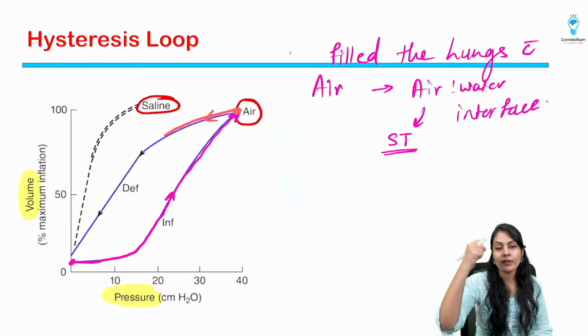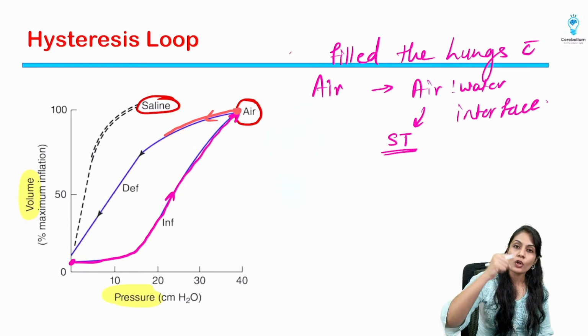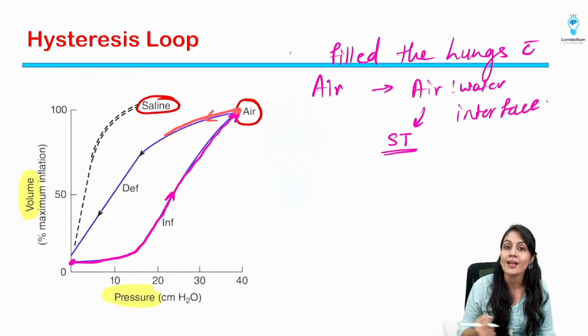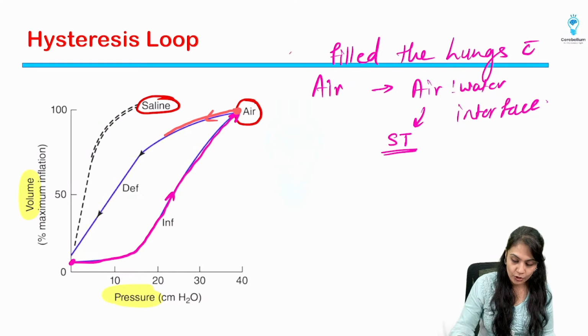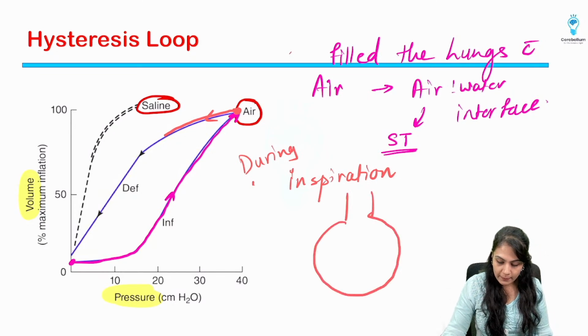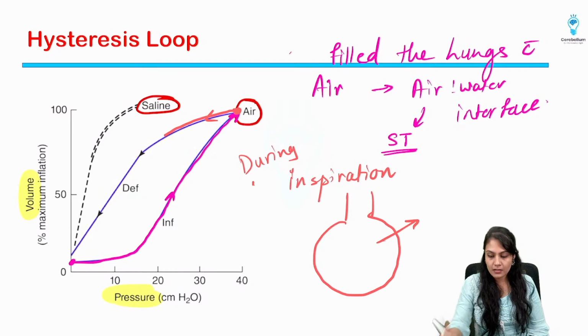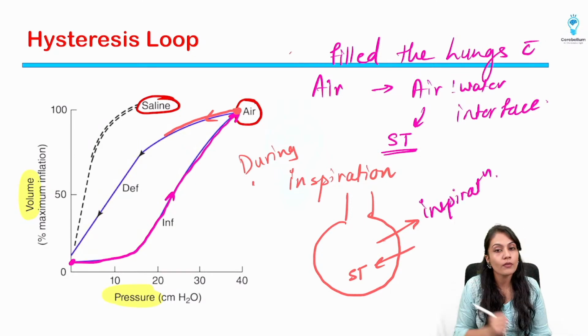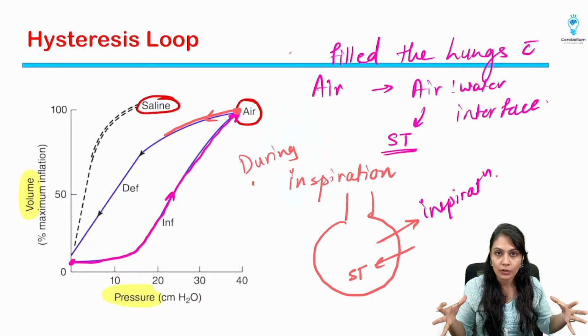So that's why when I reduce the pressure, the volume is going to reduce, because I do not have to work against the surface tension. Rather, during expiration, the surface tension is helping me. During inspiration, what is happening? Look over here. For inspiration, I have to work against the surface tension. Surface tension is an inward force, and for inspiration, I have to put in an outward force, right? I have to stretch the alveoli during inspiration.